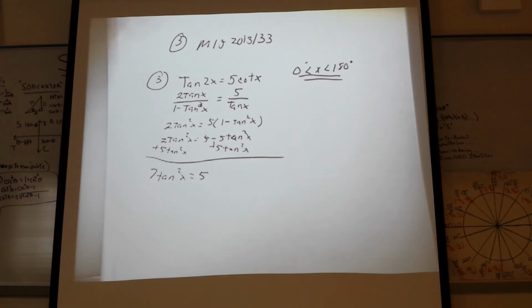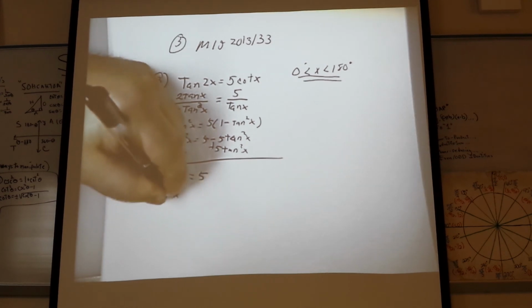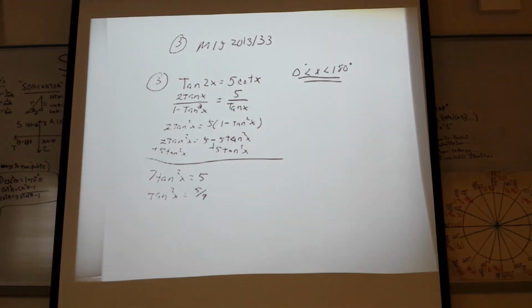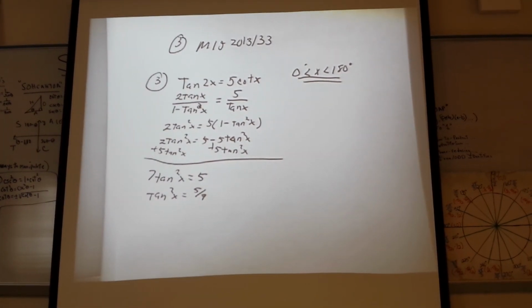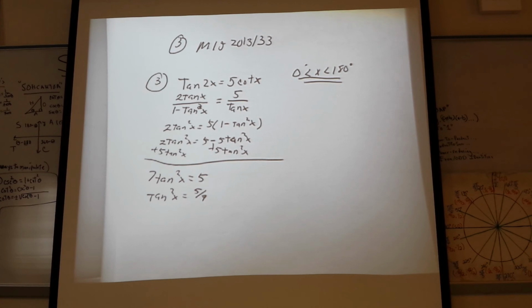Not bad so far? Now, divide both sides by 7. Tan squared x equals 5/7. Everybody knows what 5/7 is as a decimal, don't they? Hold on, divide by 7, right? 0.714285714285... It keeps repeating indefinitely.